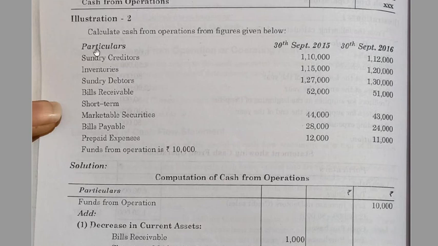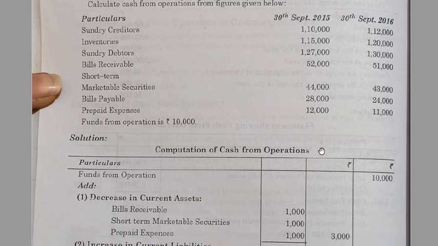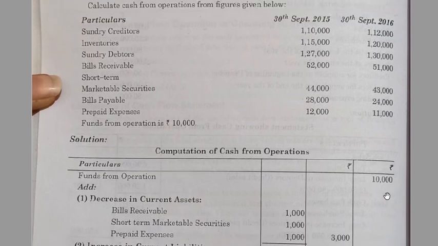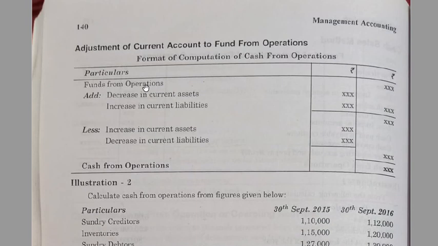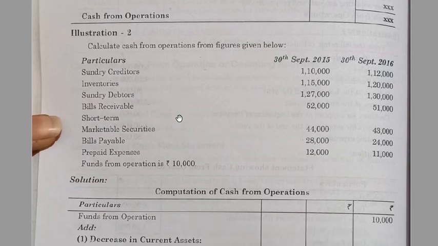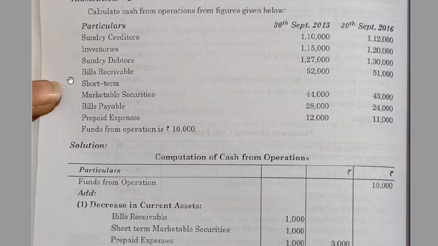So let's look into this example. Calculate cash from operation from the figures given below. Okay, so they have given everything, they have given 2 years. So we're supposed to calculate cash from operation. So you start with fund from operation, which is 10,000. Now what we will do is, the decrease in current assets and increase in current liabilities will be added. So decrease in current assets. So what are your current assets here?